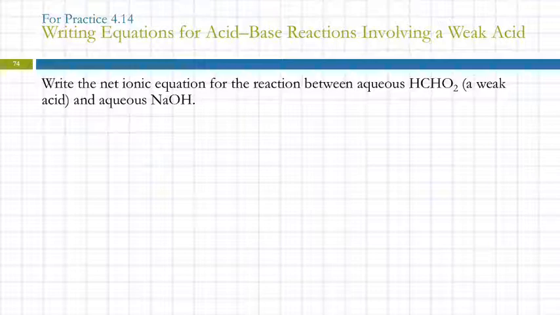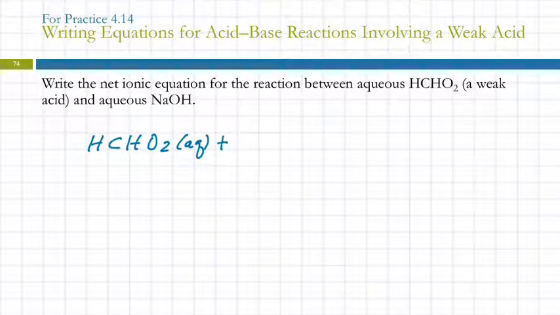So write the net ionic equation for the reaction between aqueous HCHO2, a weak acid, and aqueous NaOH. It's not acetic acid. It's similar to acetic acid. It's a small organic acid. It's actually formic acid. So we've got HCHO2, and we've got sodium hydroxide.